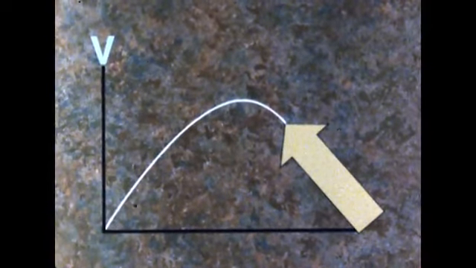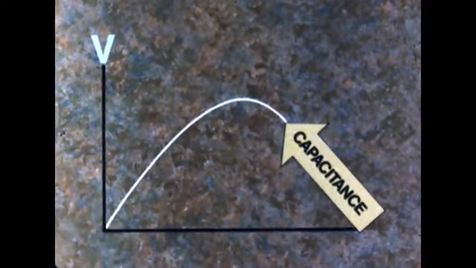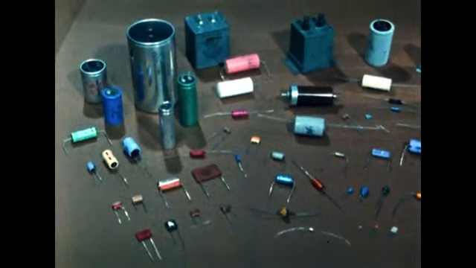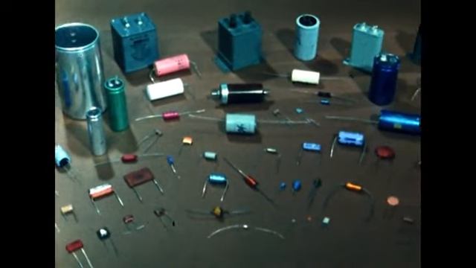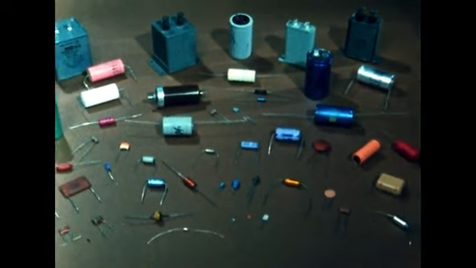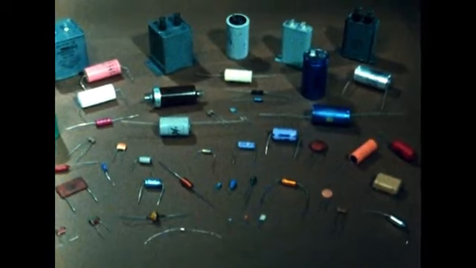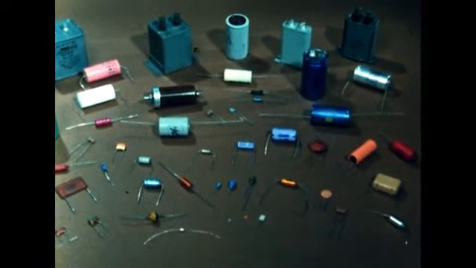This property of opposing voltage change is called capacitance, and the components designed to provide capacitance are called capacitors. As we shall see, they can store an electric charge. Often you may hear them called condensers instead of capacitors. They're the same thing.